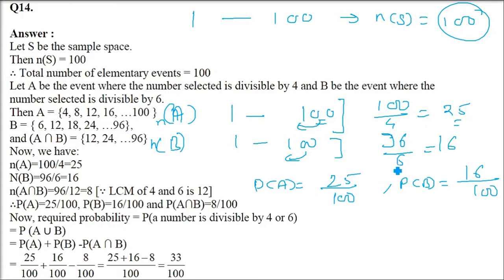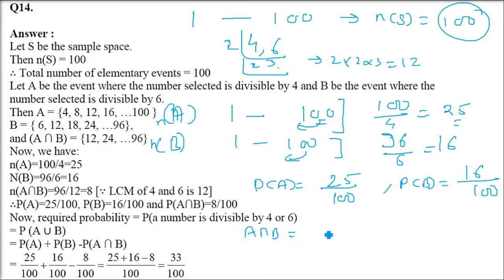Now A intersection B we have to find out. So the number which is divisible by both 4 and 6. So we have to find the LCM of 4 and 6. What will be the LCM? 2 times 2 times 3. So 2 times 2 is 4, 4 times 3 is 12. So this is 12. Now 12 is the LCM.